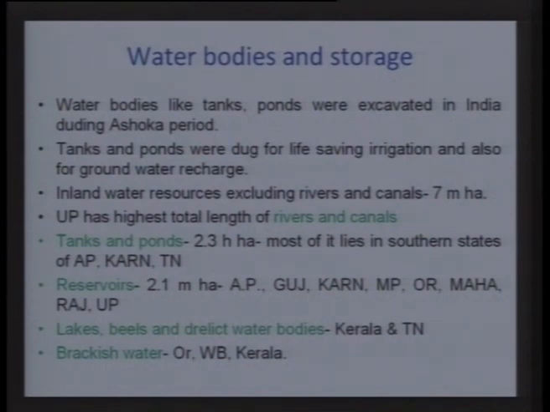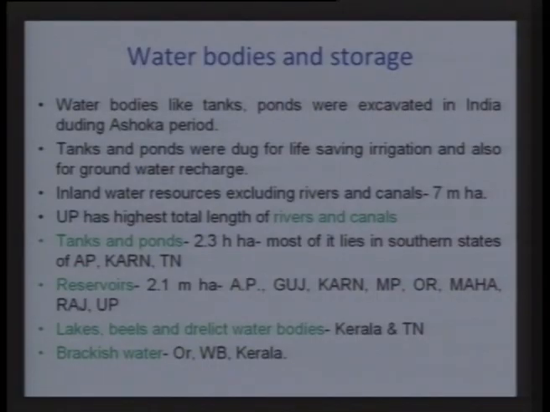Then other form of water bodies, the reservoirs. So they account for 2.1 million hectares of water, and the states where these kind of reservoirs are found are Andhra Pradesh, Gujarat, Karnataka, Madhya Pradesh, Odisha, Maharashtra, Rajasthan and UP. So these are the states where reservoirs are found which store water and is available for beneficial uses.